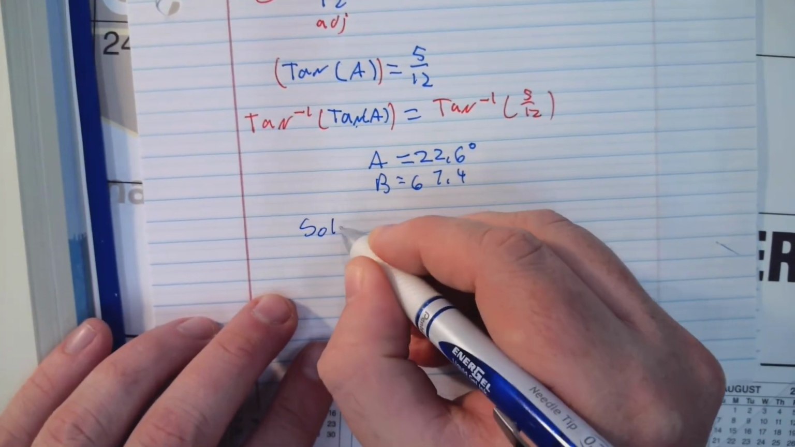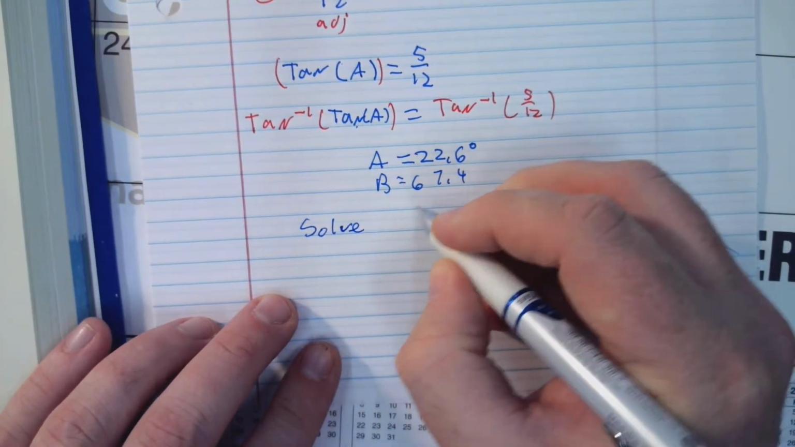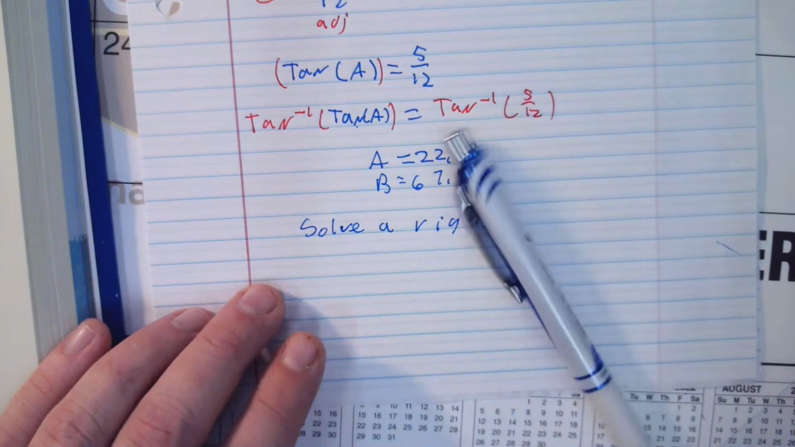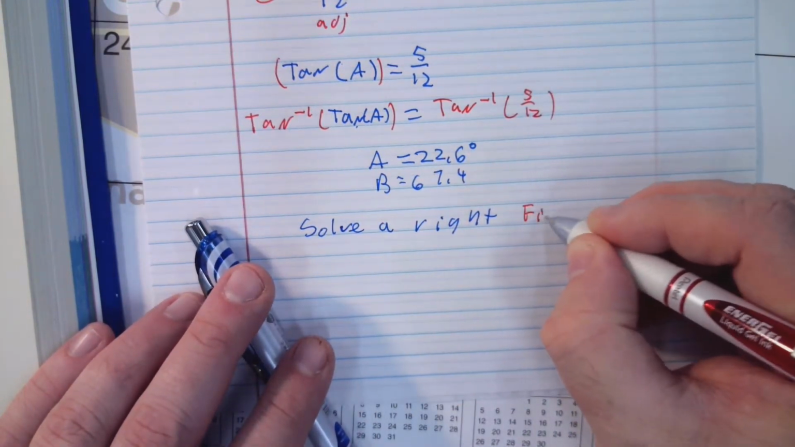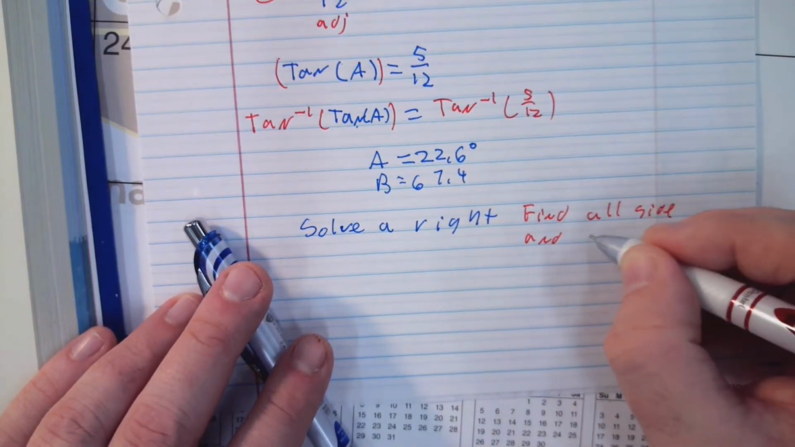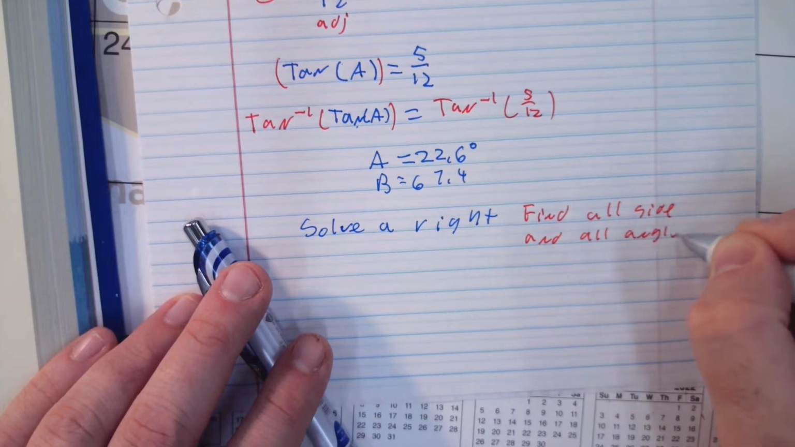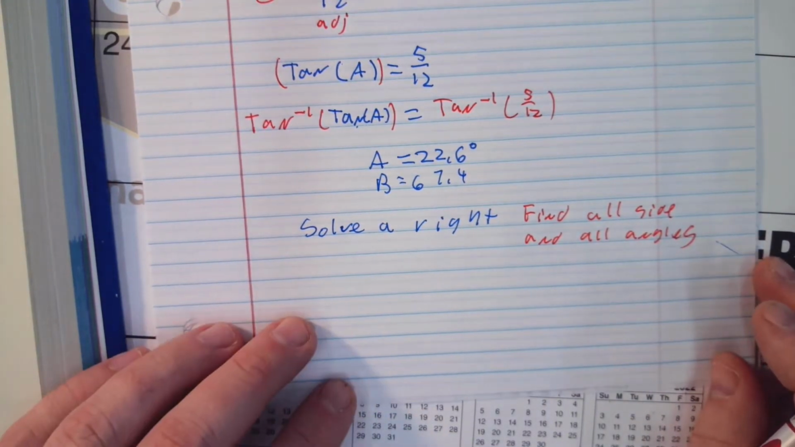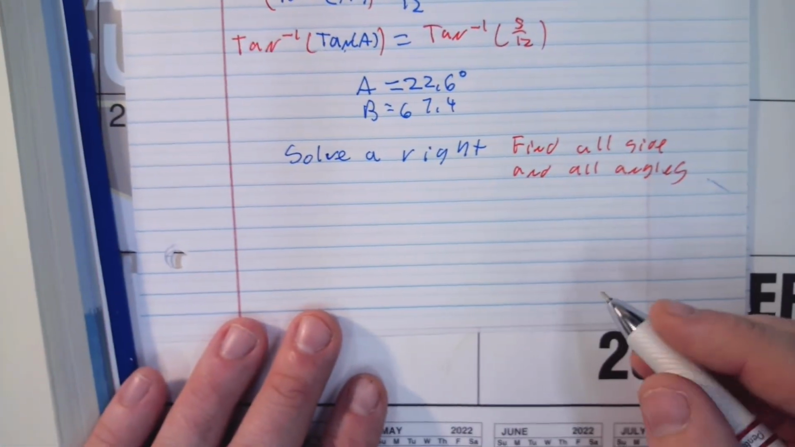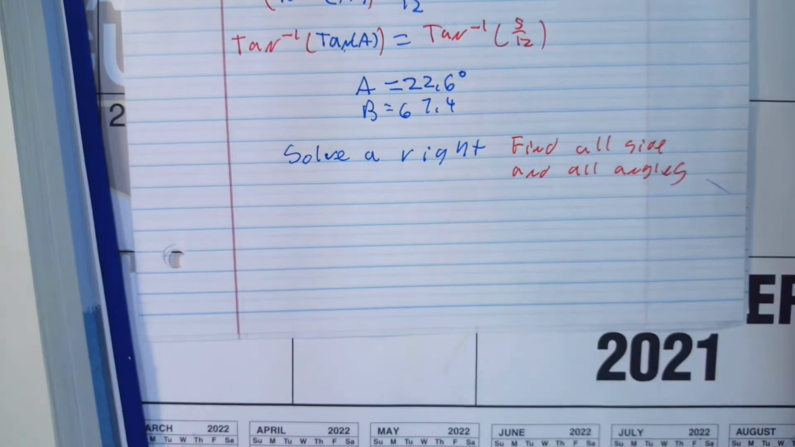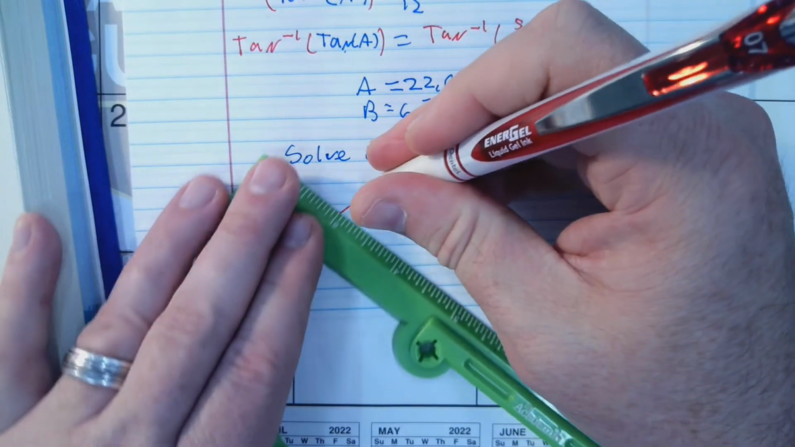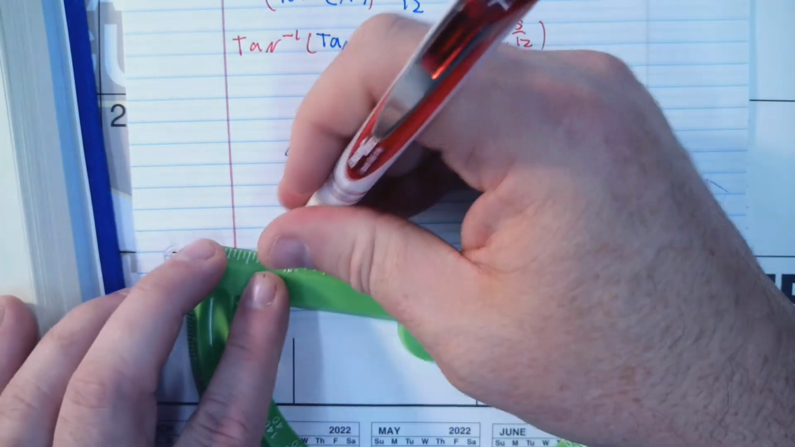Okay, so the biggest core concept here is solving right triangles. That means to solve a triangle means to find all sides and all angles. Okay, find all sides and all angles. So let's do another triangle and let's solve this. So I'm going to give you this. Let's solve all sides and all angles. And this is ultimately what we've been working towards.